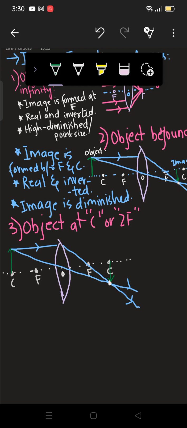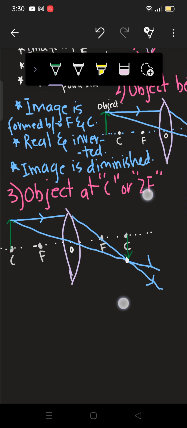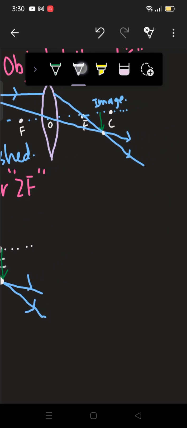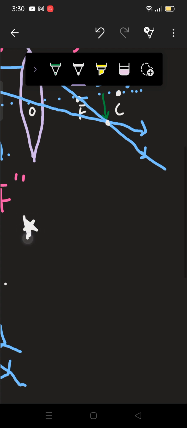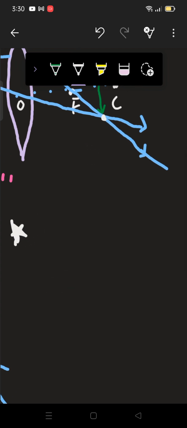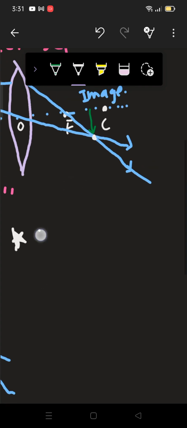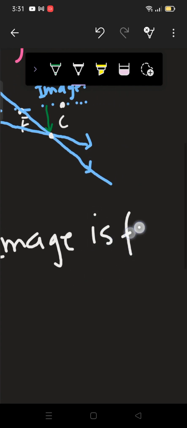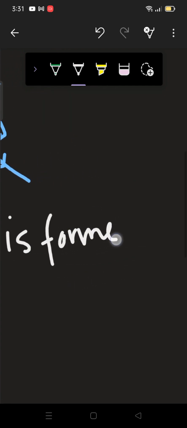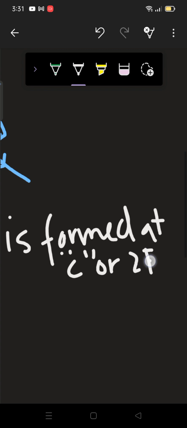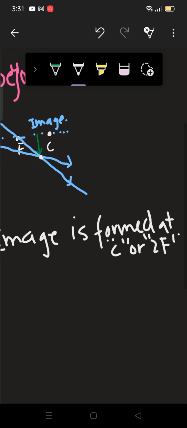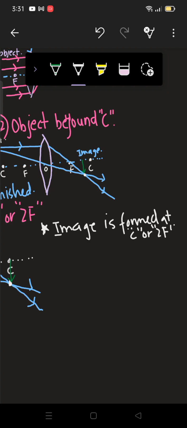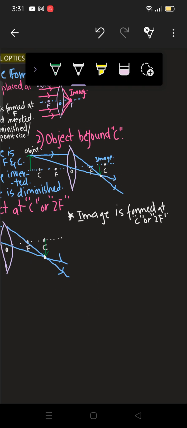So the image is formed here. Where is this image formed? This image is formed at C. Let me write down the properties. Initially I am going to write the location first. The image is formed at C or 2F.